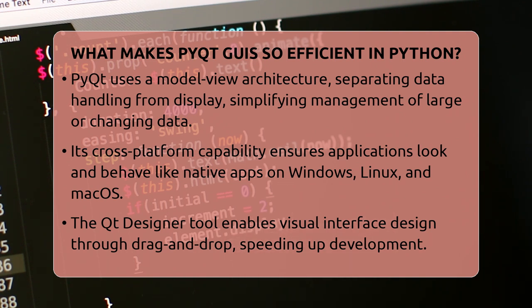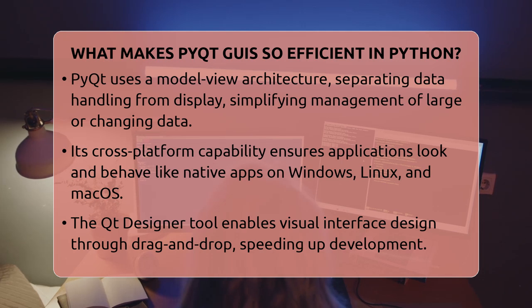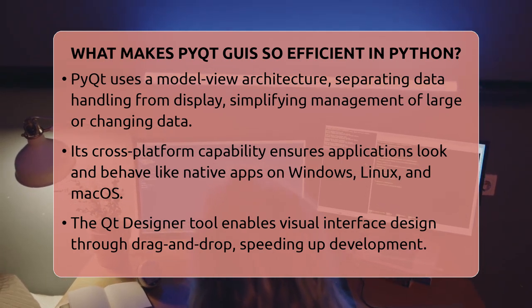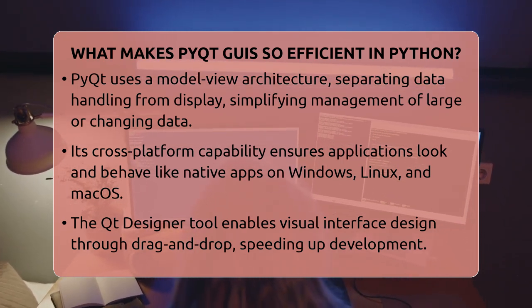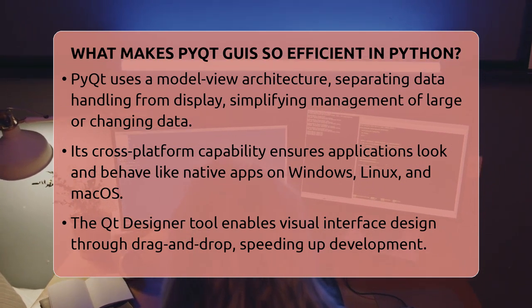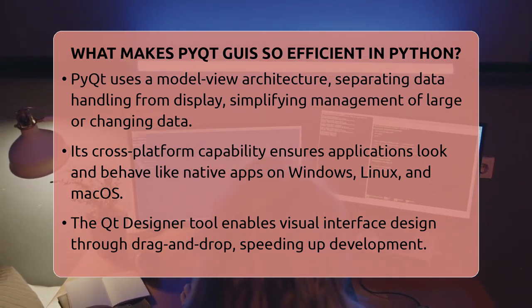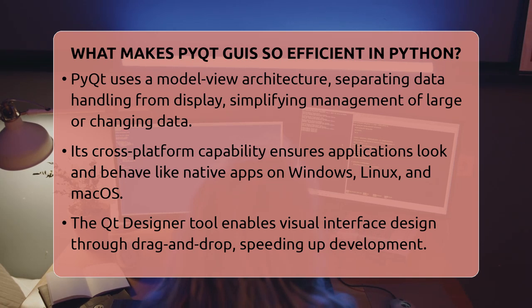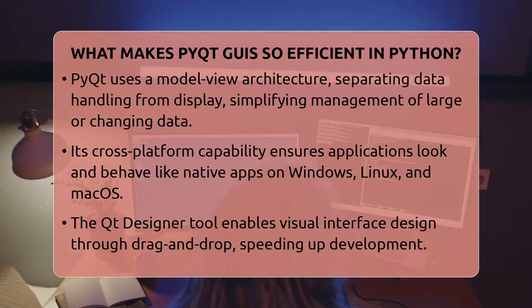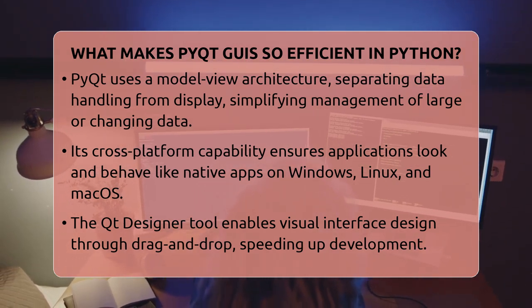PyQt also uses a model view architecture, similar to the model view controller pattern. This means data and its display are separated. For example, if you want to show a list of items from a database, you create a model that holds the data. The view then displays it. PyQt manages the updates and rendering automatically, so you don't have to manually update each element. This makes handling large or changing data much simpler.